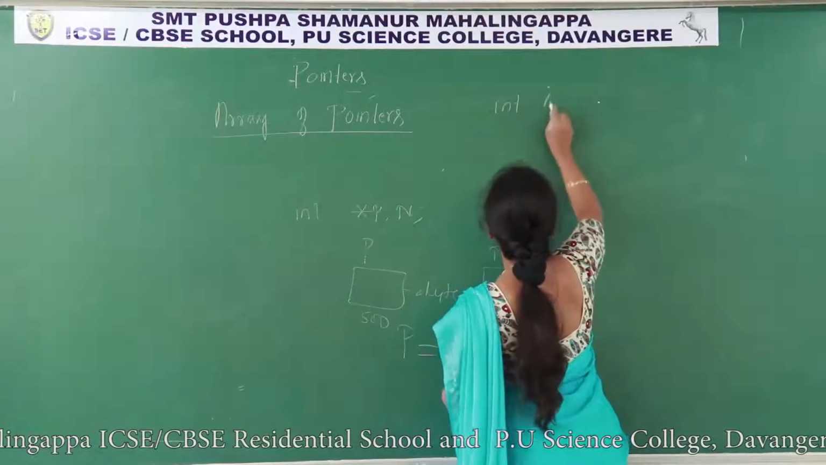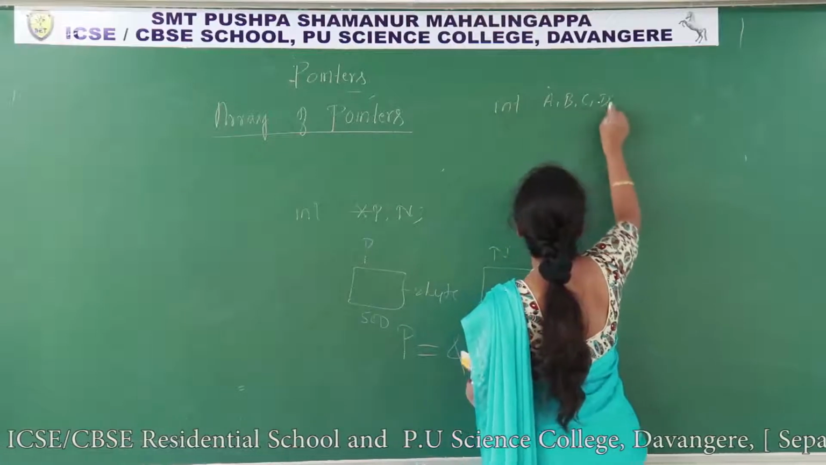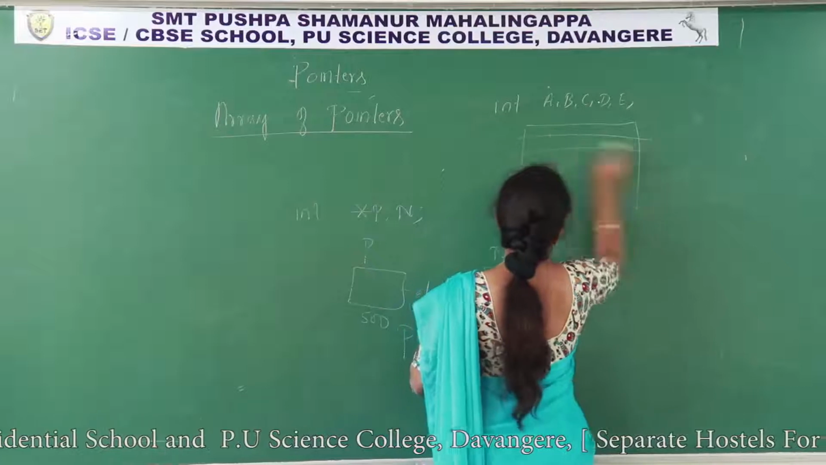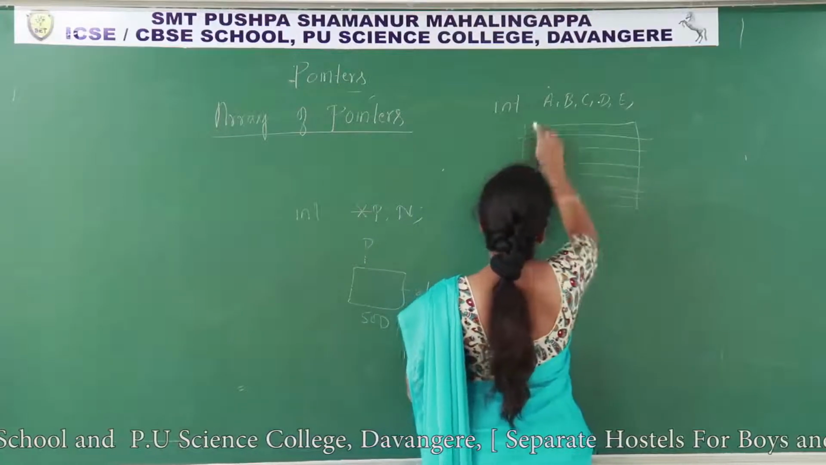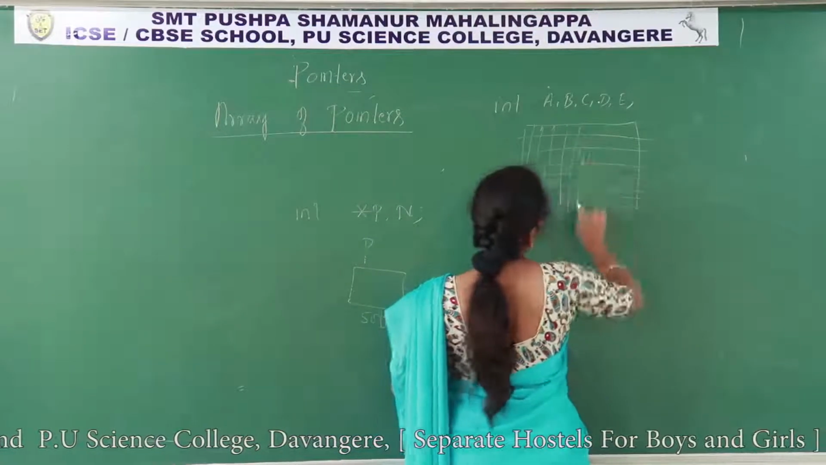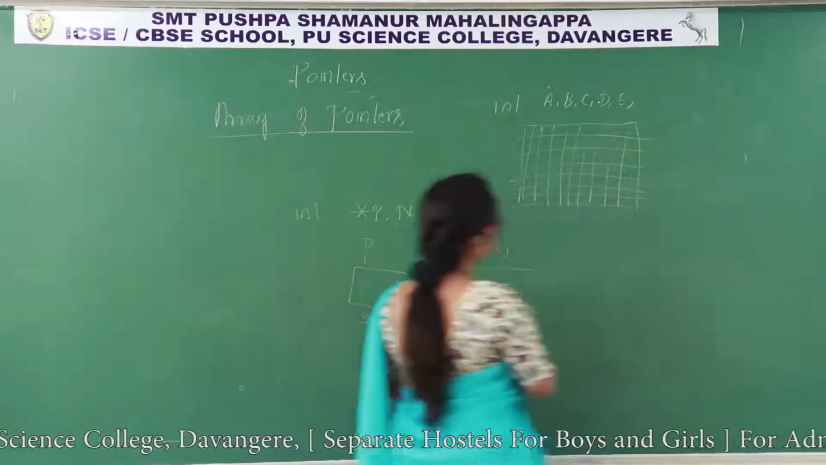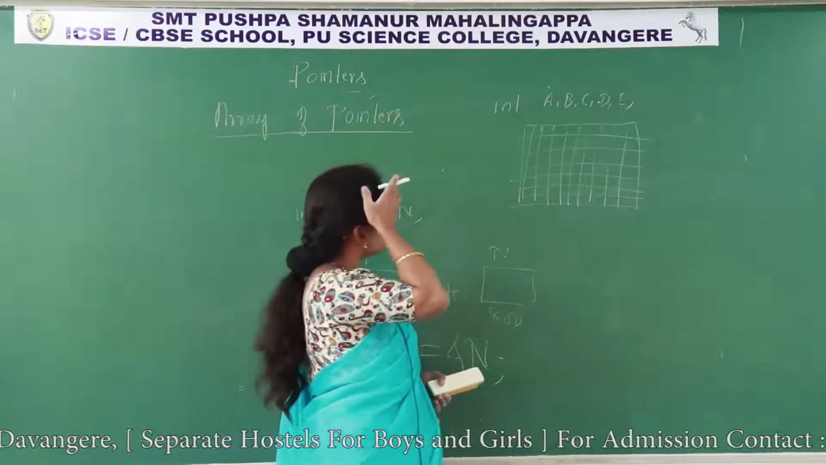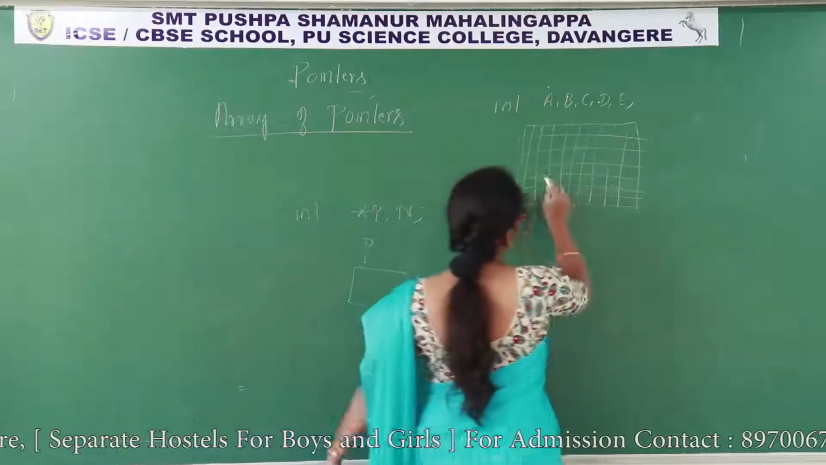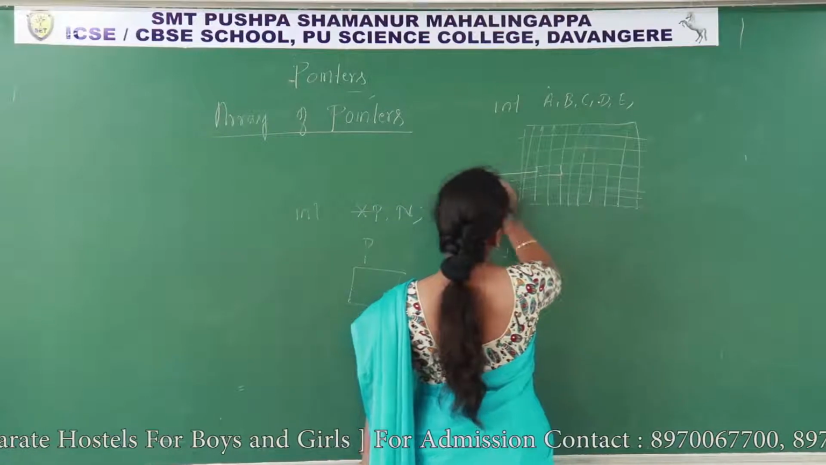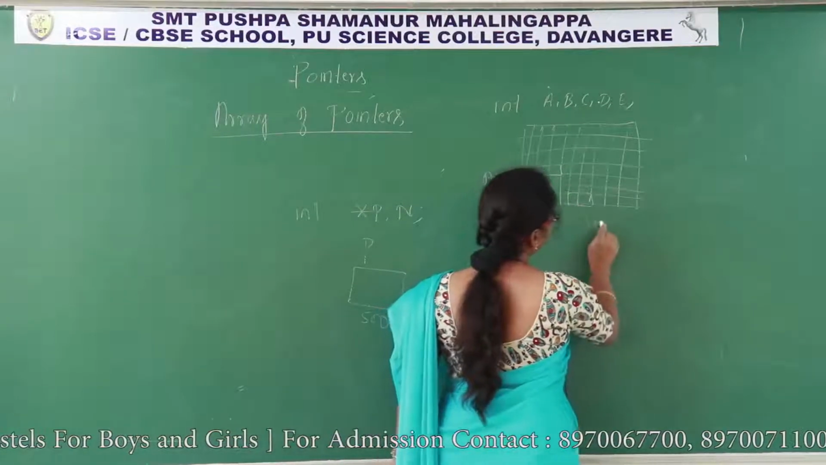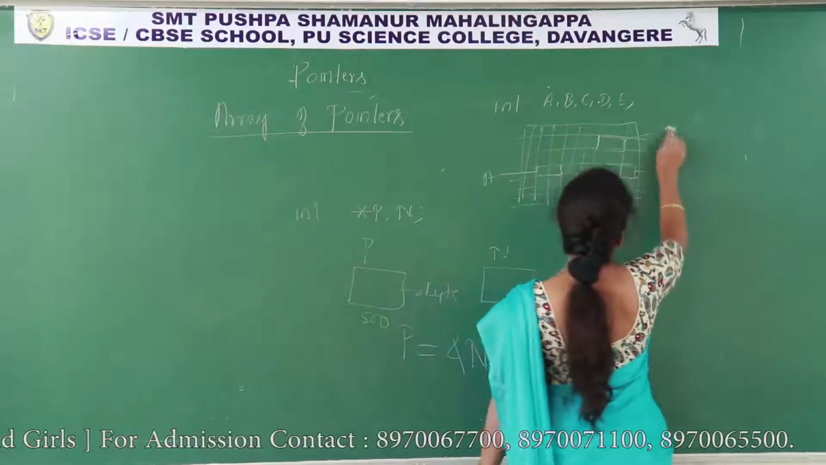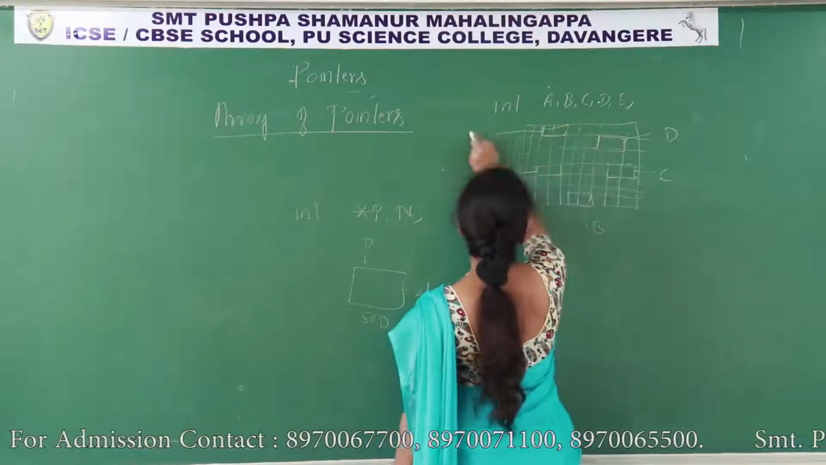Int A, B, C, D, E. These are all memory cells in the RAM. Each memory cell is 1 byte. We have declared 5 integer variables there. So 5 different memory will be allocated. Somewhere 2 bytes for A, here for B, and this is for C. Here this is for D, and this is for E.